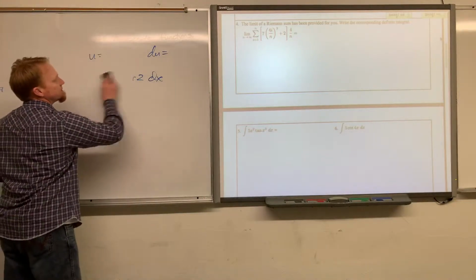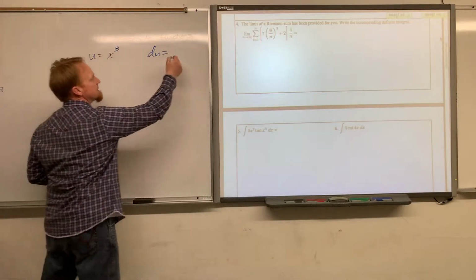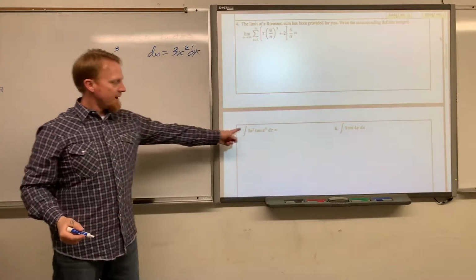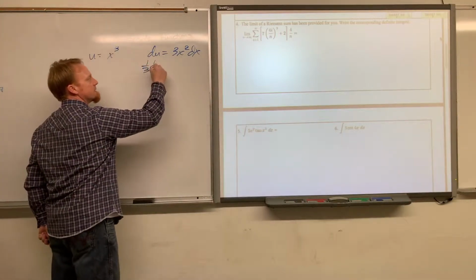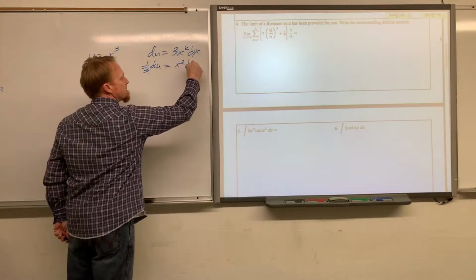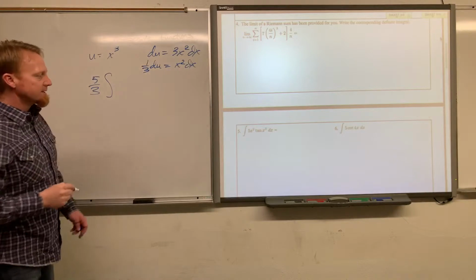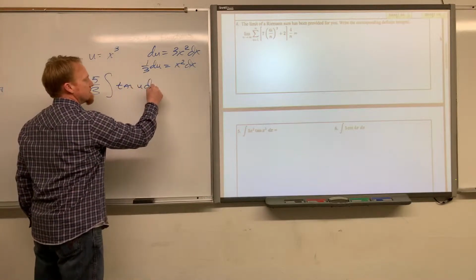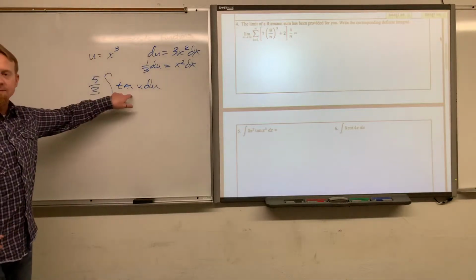That's 5. U on 5 is going to be x cubed. Du is 3x squared dx. There's a 5 in the problem, not a 3. So I need to move the 3. Which gives me that. I pull the 5 out, put the 3 underneath it, and then we have tangent of u du. Okay, remember you want to think about what's on the bottom of tangent.